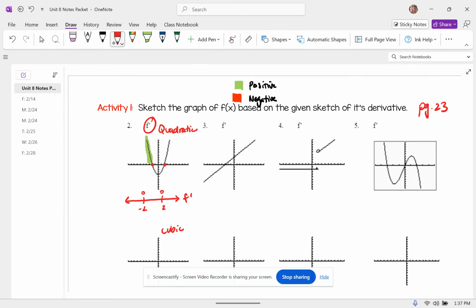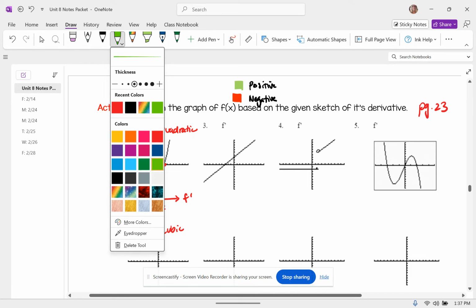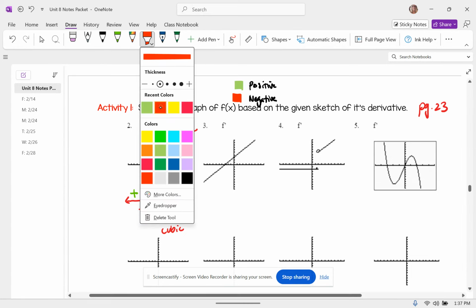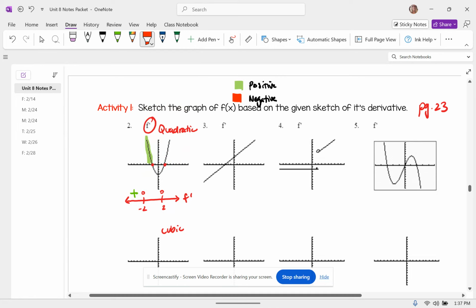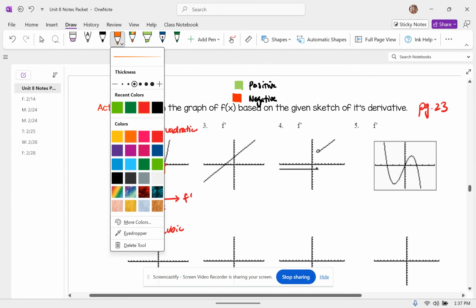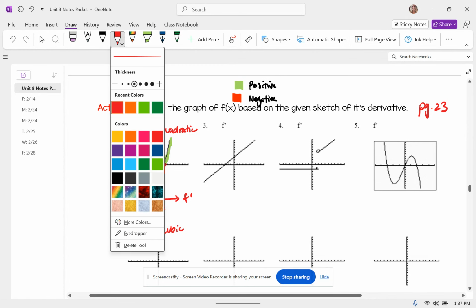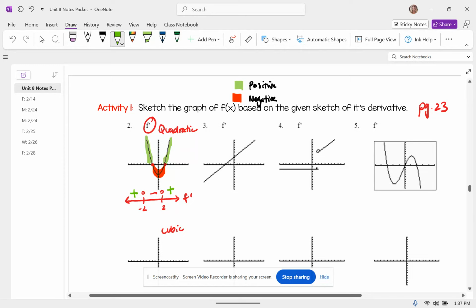Positive, right? It's positive on that whole side. So let's do a little positive here. Then, what does the sign or the output of the first derivative become between -2 and 2? Negative. Change to your negative color. Then we are going to look at the next one, which is 2 to infinity. What is it? Positive.